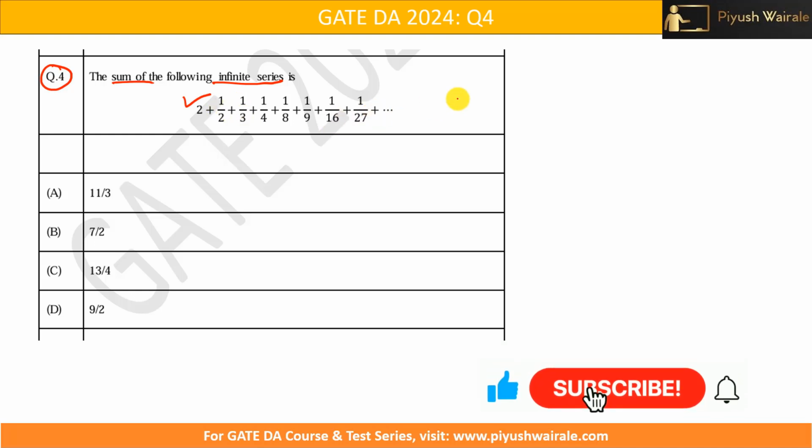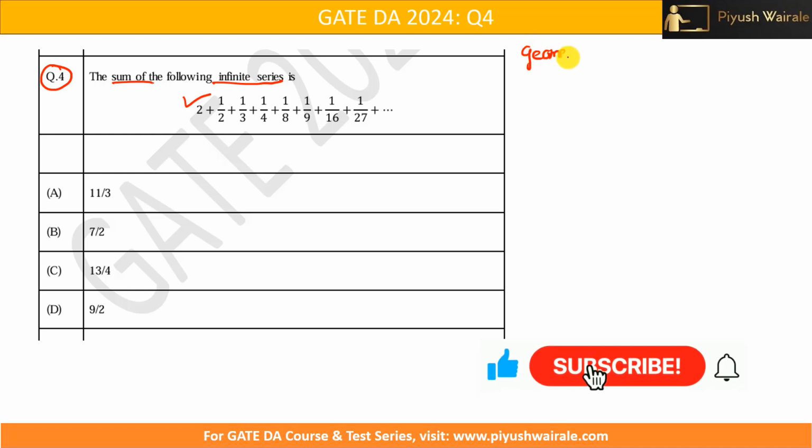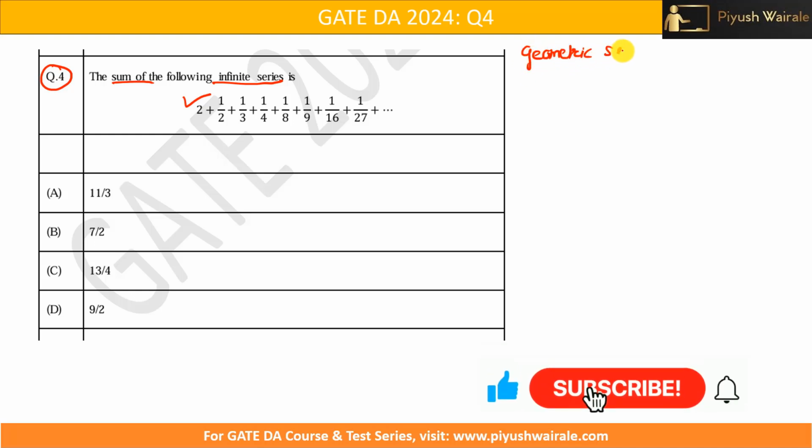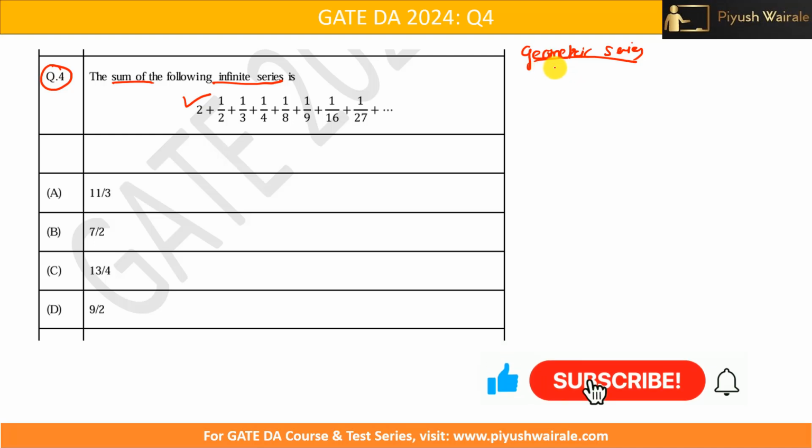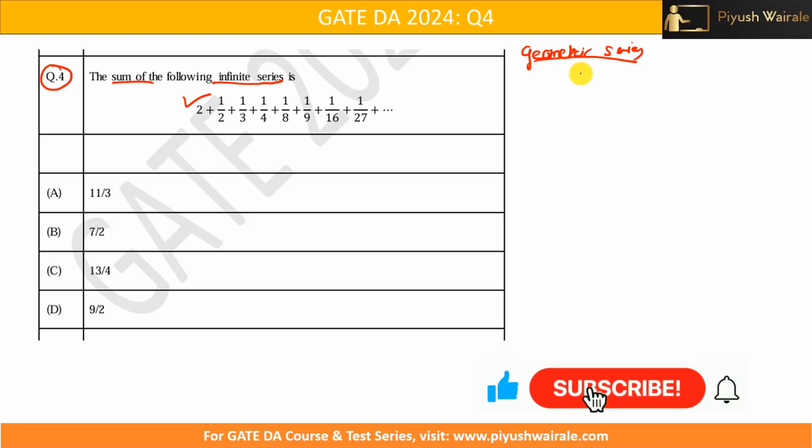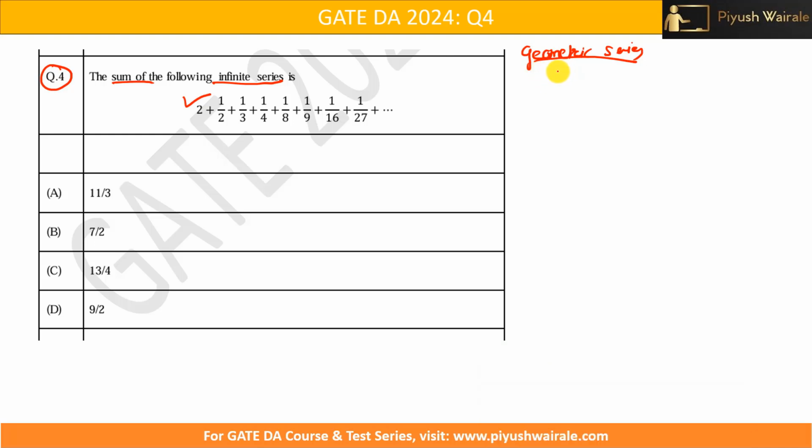But before that, you should know the concept of geometric series. Do you know what a geometric series is? Now what is a geometric sequence first? The sequence of numbers in such a way that the next number we will get by multiplication with the previous number. It means that the ratio between two successive numbers is the same.